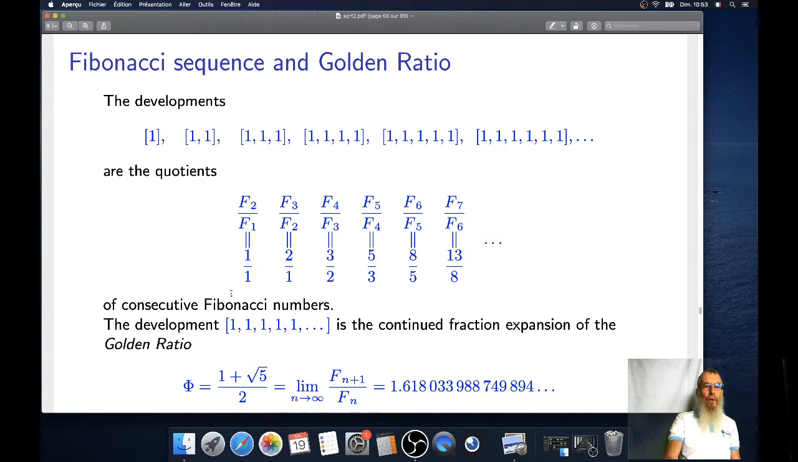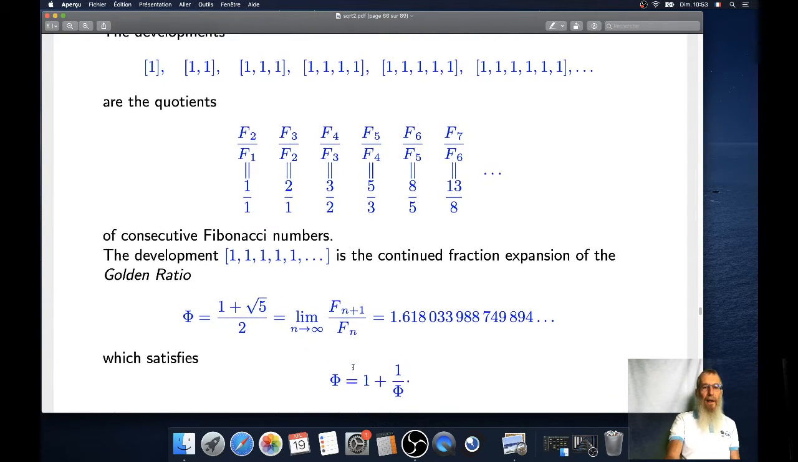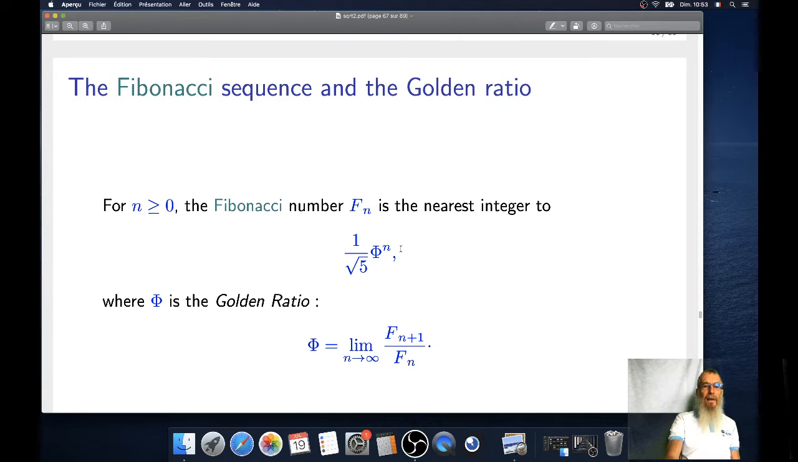So this corresponds to the number of squares that we construct, and we have the side of the square, which is 1, 2, 3, 5, 8, 13. And this sequence has just the finite continued fraction, which is given by some ones. And so the limit of F(n+1) divided by F(n) is the golden ratio phi, (1 + √5)/2, which is the limit of F(n+1) over F(n). And there is some reason for that. It is that F(n) is very close to 1 over the square root of 5 times phi to the n. And therefore the quotient will give just phi.